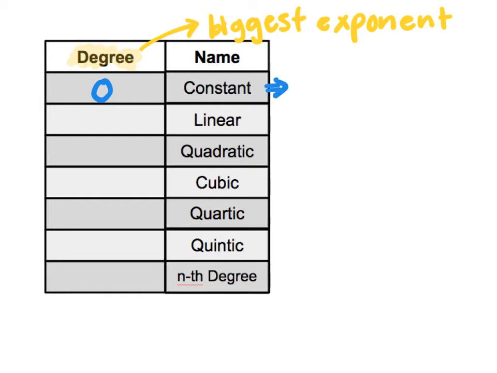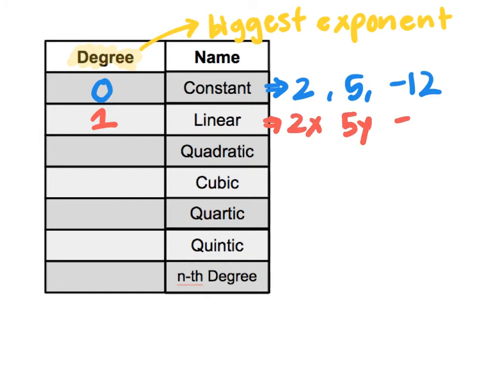If I have something that's a constant, then the degree is going to be 0. I'm going to add an example here. This would be something like 2 or 5 or negative 12. There's no variables, so there's no exponent. So my degree is 0. My next degree is going to be 1, and the name for that is going to be linear. So that would be something like 2x or 5y or negative 12a. On each of these, there's a sneaky little 1 as my exponent, which is how I know my degree is 1.